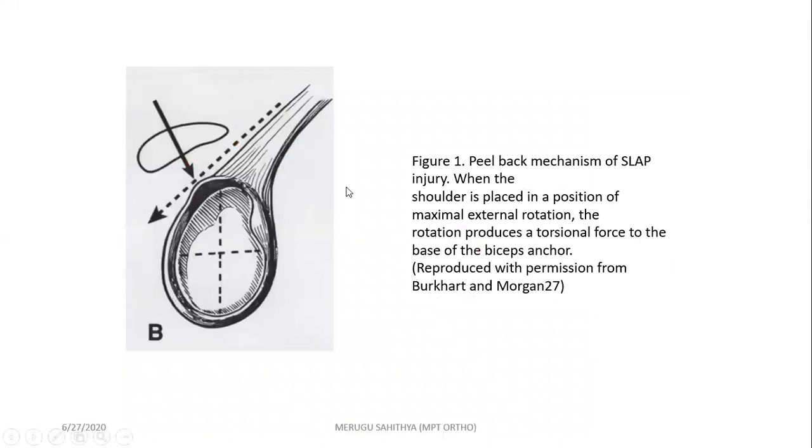One of the mechanisms is the peel back mechanism of SLAP injury. This is a mechanism where, when the shoulder is placed in a position of maximal external rotation, the rotation produces a torsional force to the base of the biceps anchor. When the shoulder is externally rotated, the long head of biceps tears or peels back from the labrum due to its attachment. It has a 40 to 60% attachment from the supraglenoid tubercle.